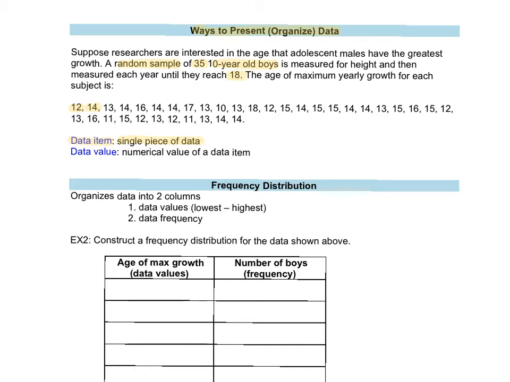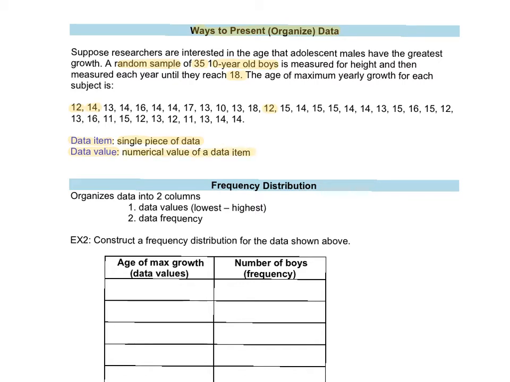However, when we look at the numbers themselves, that's what we call the data value. So yes, the first number 12 represents one boy, but we also have another number 12. So the data value is actually the value of the number. So the data value for these is 12, although they represent different boys. Okay? So data value is just looking at the number itself.